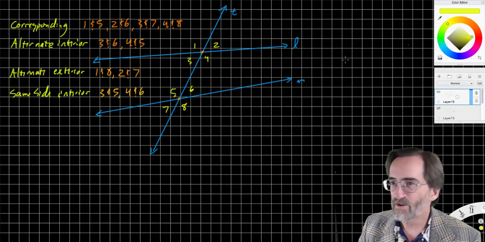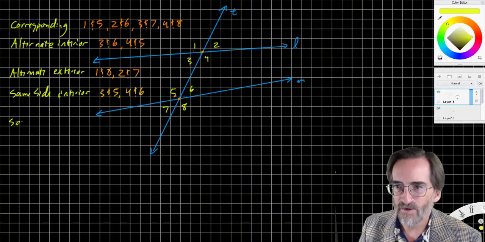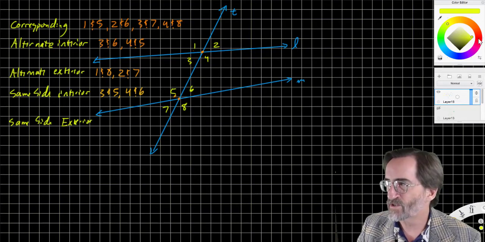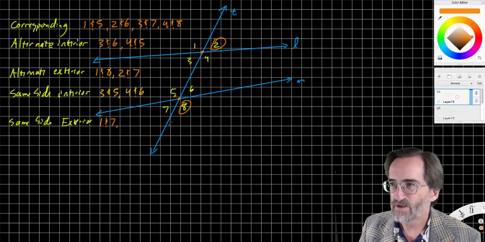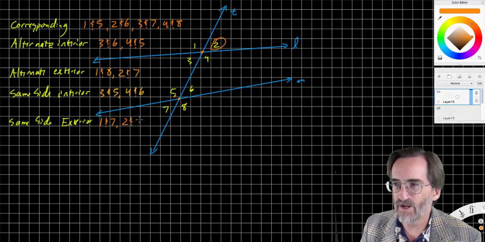And then finally there's same side exterior. Same side exterior are on the same side of the transversal. Okay? Transversal, that's what I was looking for. 1 and 7 are same side exterior. 1 and 7. And 2 and 8. 2 and 8 are same side exterior angles.